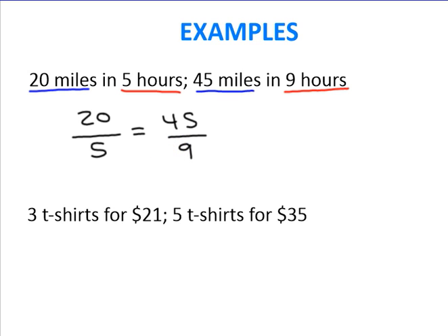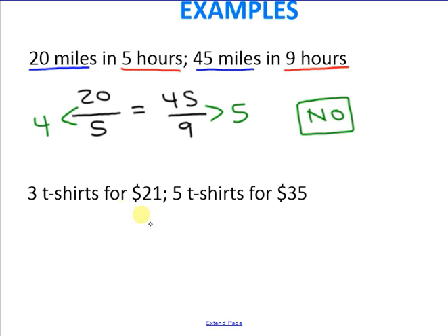Now, for this one, I'm going to use the first method, and I'm going to divide. 20 divided by 5 is going to give me 4, and 45 divided by 9 is going to give me 5. So I have different quotients here, and so the answer is no, they are not equivalent ratios.